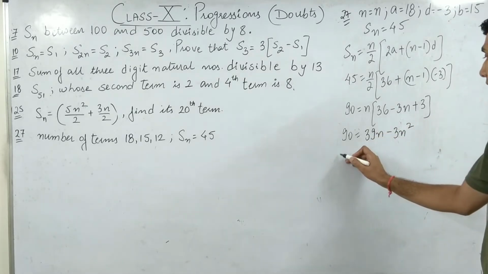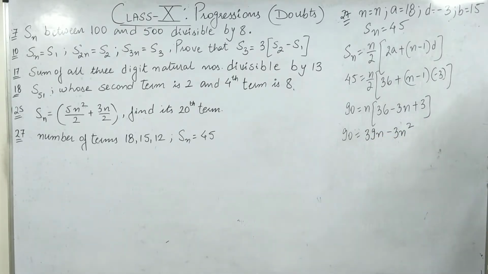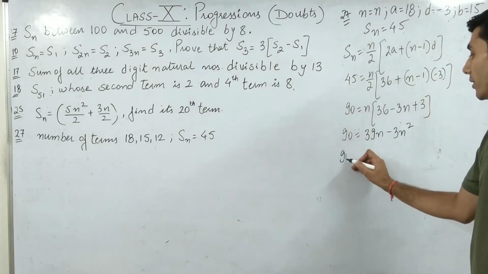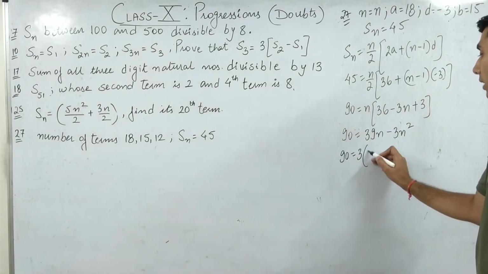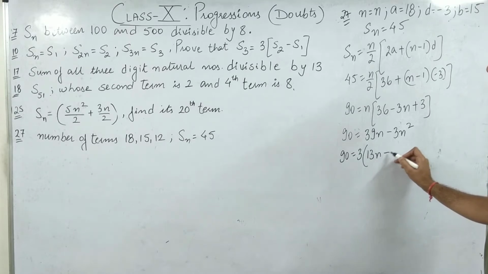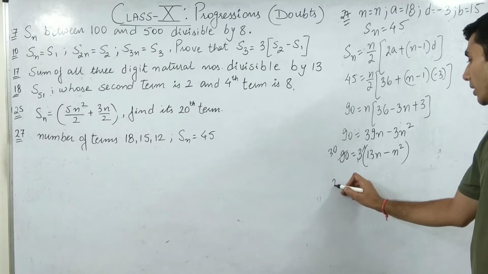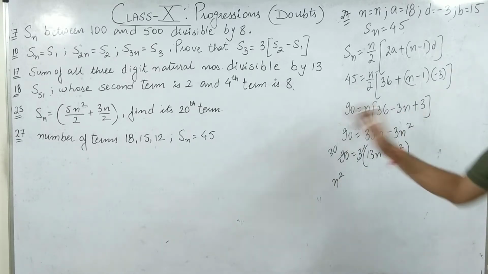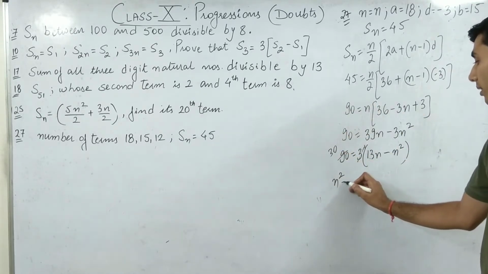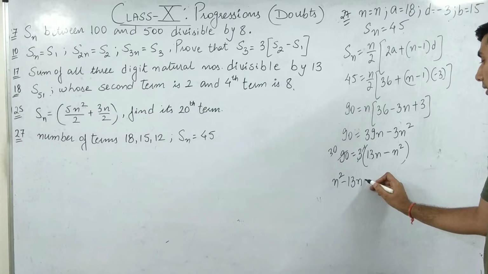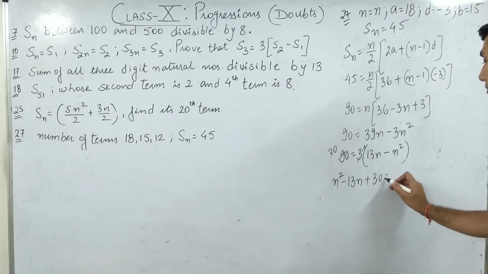Let's bring everything over there. And guys, can we take out something common from this? Of course, yes we can. Take 3 common. So 90 should be equal to 3 common, 13n minus n square. 3 ones are 3, 30 times. So I am now bringing each and everything over there: n square minus 13n plus 30 equals 0.